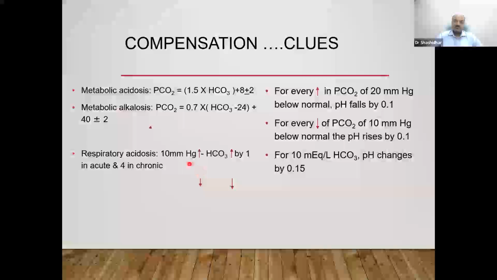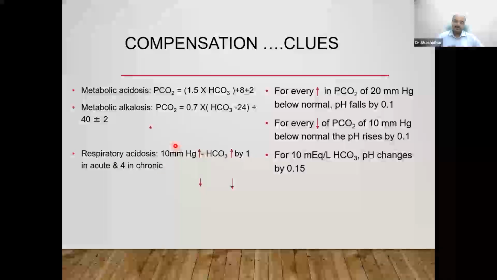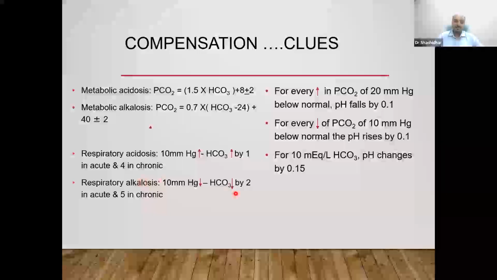I think you would know all this is a common MCQ, which is asked in most of the entrance exams. That is, in respiratory acidosis, for every 10 mm Hg increase in PCO2, bicarb increases by 1 and 4 in acute and chronic. Because PCO2 changes on a much higher scale, bicarb changes on a much lower scale, 1 or 2 in acute. For chronic, when the kidneys can compensate better, it changes by 4.